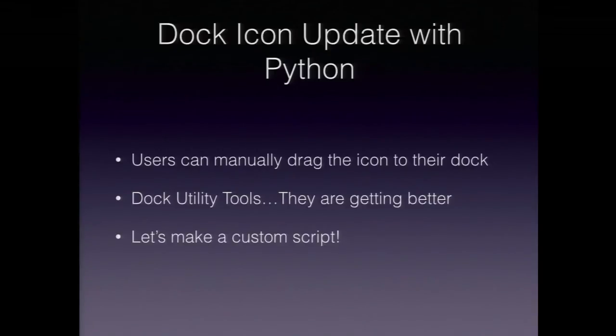What we're going to go over is the doc icon update with Python. So we're going to go over that feature that you just saw. After it installs a new version of Cisco, it goes ahead and injects in that new doc icon. So one way you could do it is the user can manually drag the icon to the doc. That's not good. You'll get lots of calls.